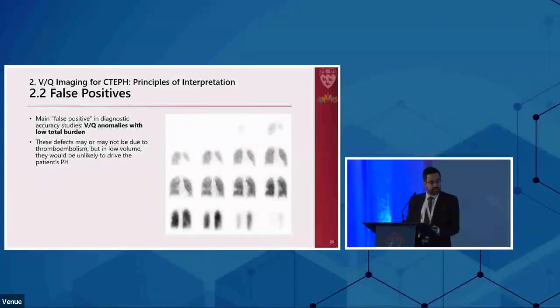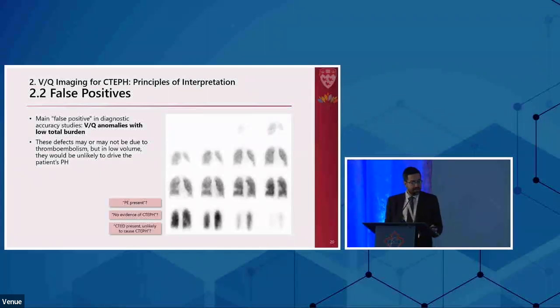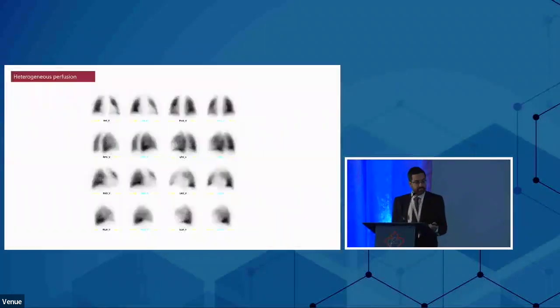False positives could occur, but it really depends on the interpretation criteria. Really, VQ scans with low clot burden should be interpreted with a lot of caution, as they are not likely to cause the pulmonary hypertension. So in this case, how would we conclude our impression of the study? Would we say PE is present? Would we say no evidence of CTEPH? Or would we say, okay, there's chronic thromboembolic disease, but it's unlikely to cause CTEPH?